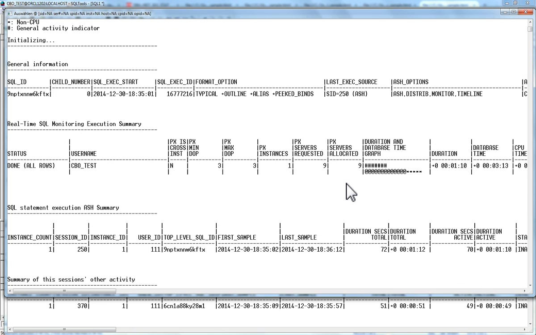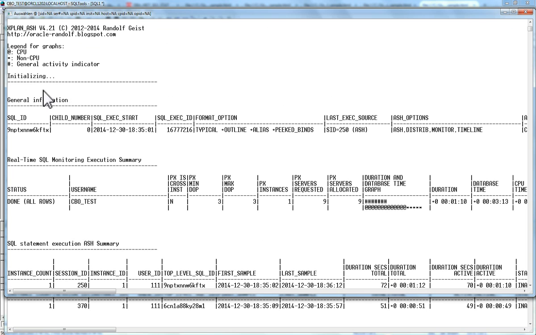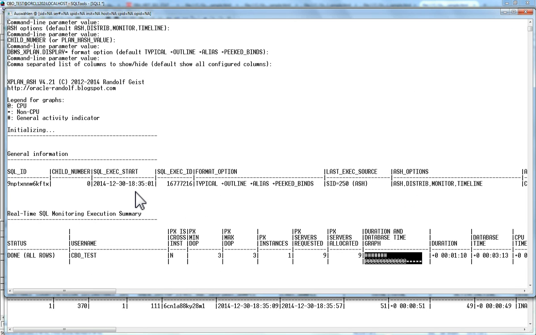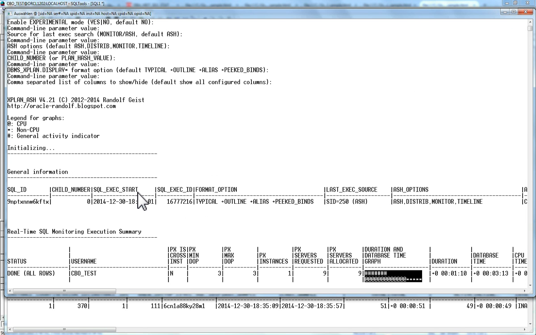There's one exception to this general rule with CPU, non-CPU and general activity, which I will come to later, which is the duration and database graph in the real-time signal monitoring, but I will talk about that when I discuss that section.